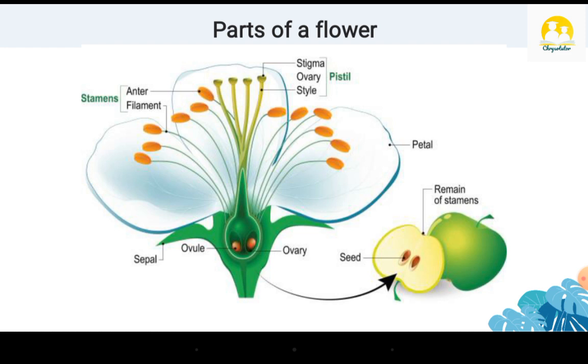In our top left corner we could see the stamen, which is made up of what? The anther and the filament. Then in our top right corner we could see the pistil, which is made up of what? The stigma, the ovary and the style. So we have the stigma, ovary and the what? And the style. Good.